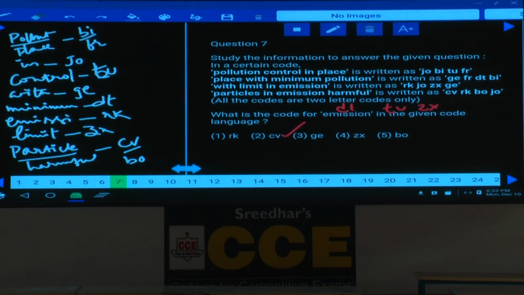Then question number 7, what is the code for emission? Yes, tell me what is the code for emission here? RK, that is choice 1.